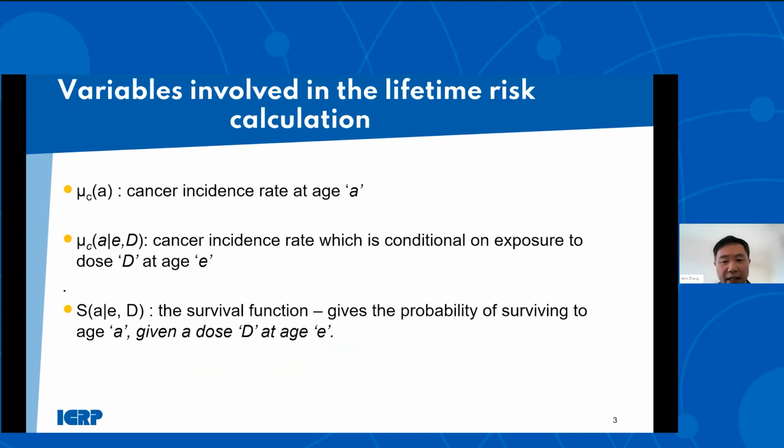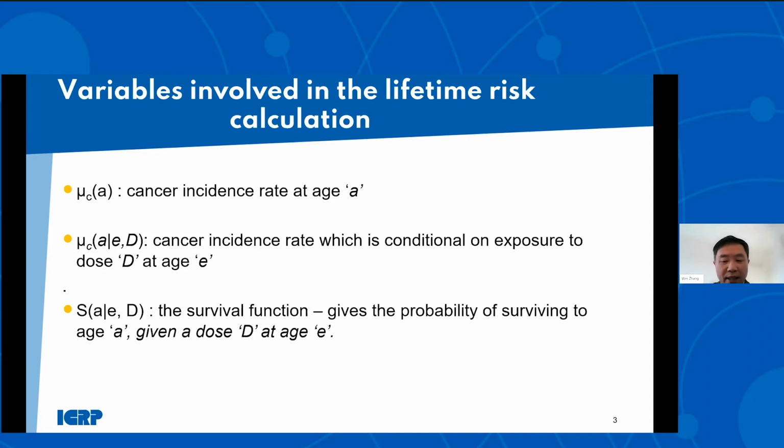To do the lifetime risk calculation, it requires some demographic data. First of all, we need the age-specific cancer incidence rate without radiation exposure. That is the normal cancer incidence rate at every age. We have both Euro-American population and Asian population data to use. They are listed in ICRP Publication 103. Secondly, we need a cancer incidence rate after radiation exposure, the incidence rate which is conditional on a given radiation dose D at age at exposure E. We can derive that using ICRP radiation risk models.